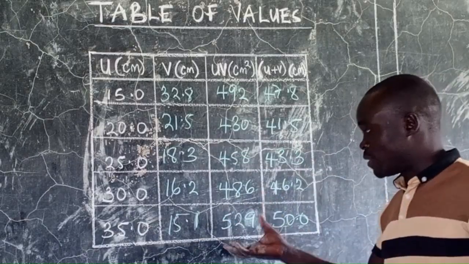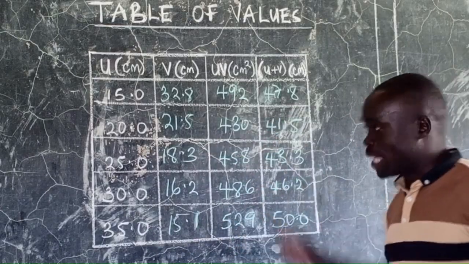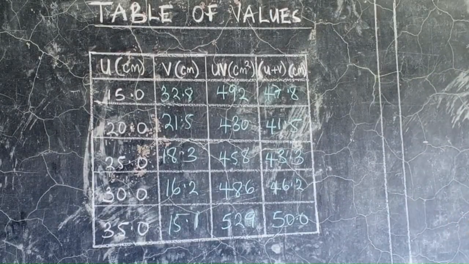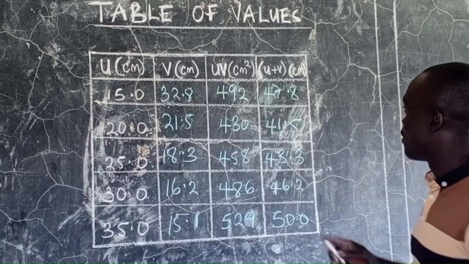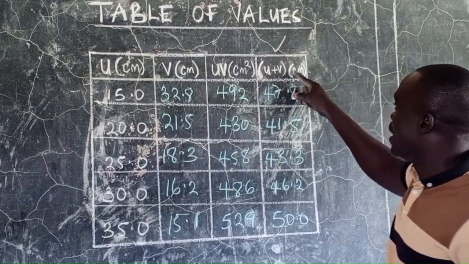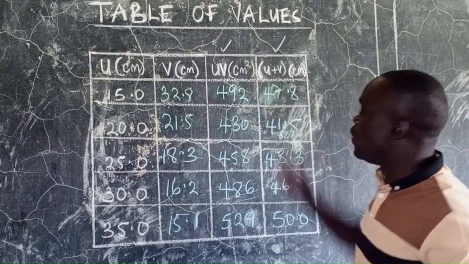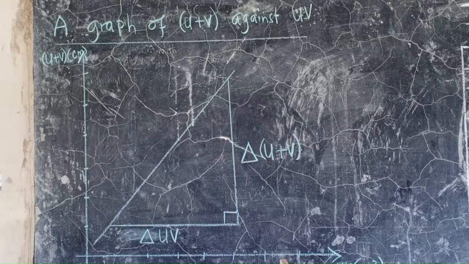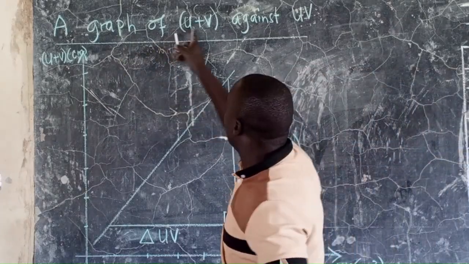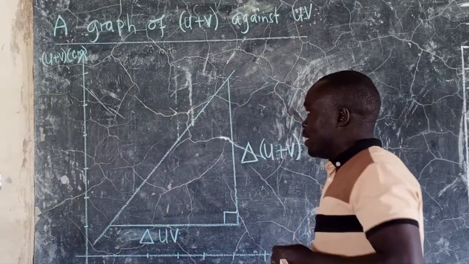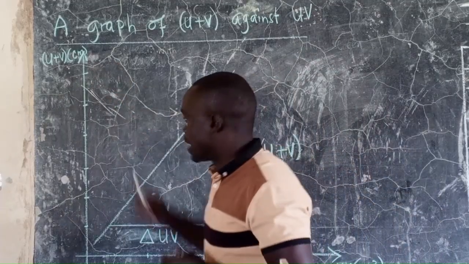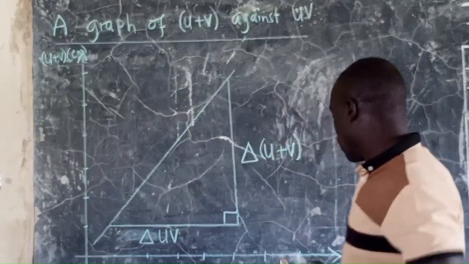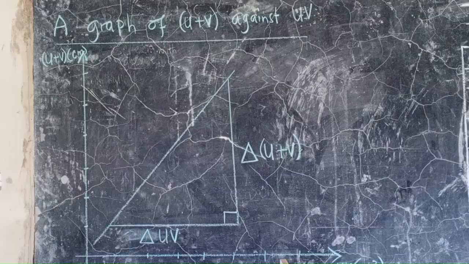Now, when this table has already been filled out, the next thing is that we need to plot a graph. The graph that we are going to plot is the graph of U plus V against UV. Then when the graph has been plotted, we shall be able to have such a graph. Vertically we plot U plus V, and horizontally we plot UV.